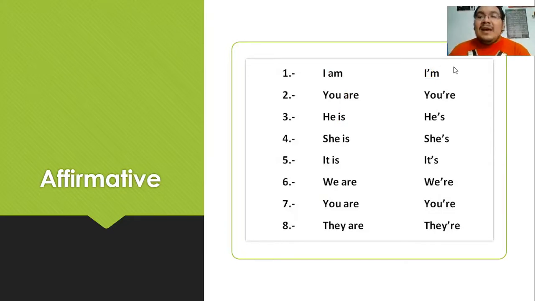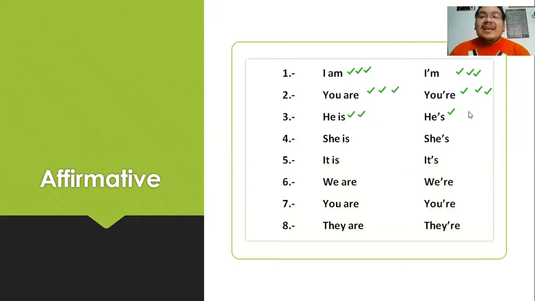I am, I'm. I am, I'm. Okay, that's the contraction for I. Esa es la contracción para I. Let's check the contraction for you. You are, you're. You are, you're. La correcta pronunciación es you're. Okay.